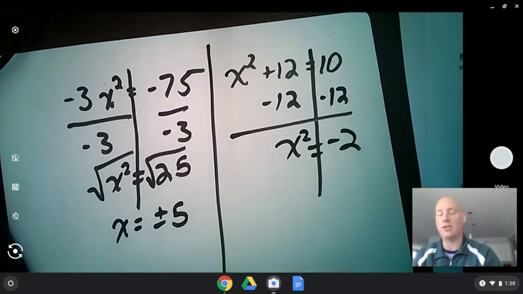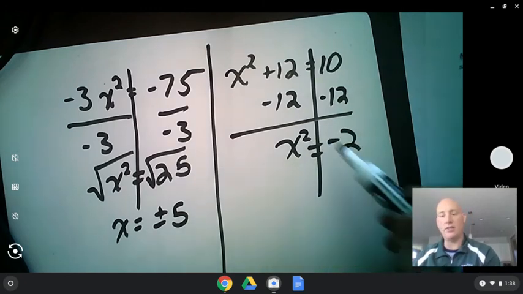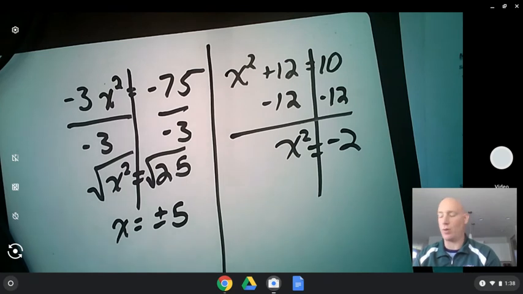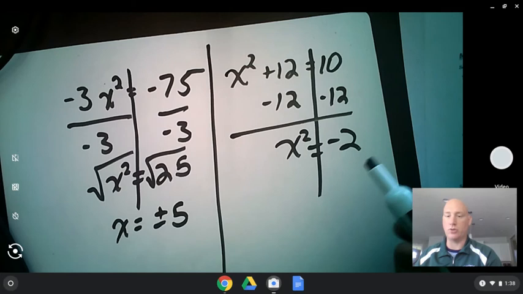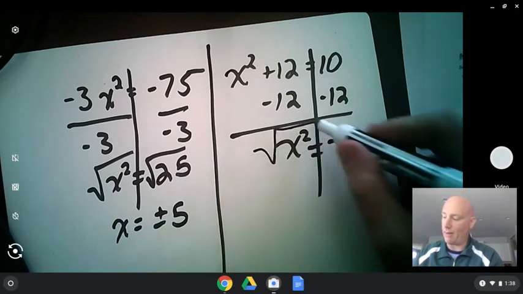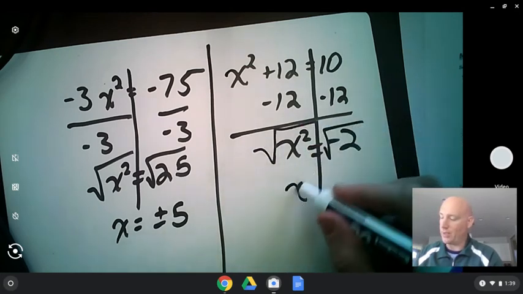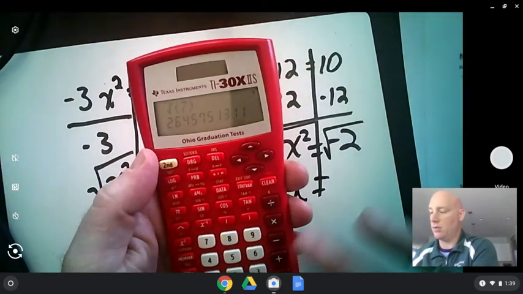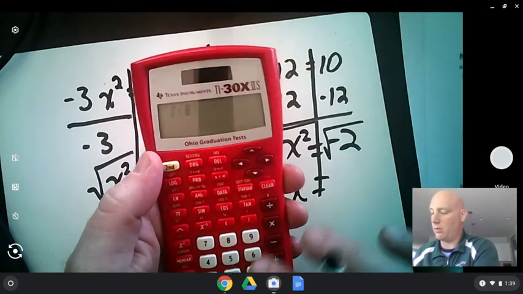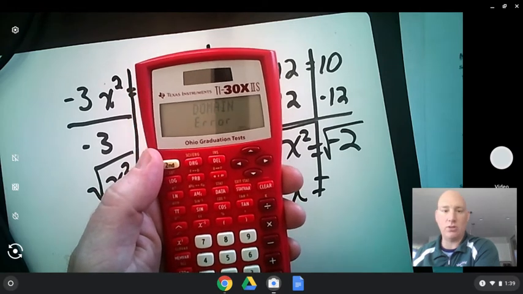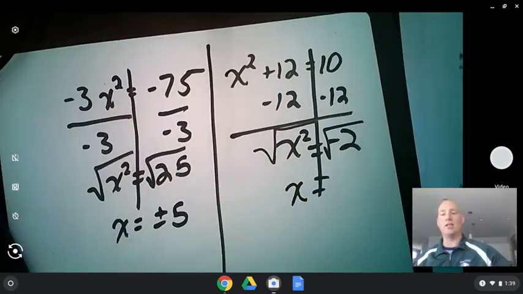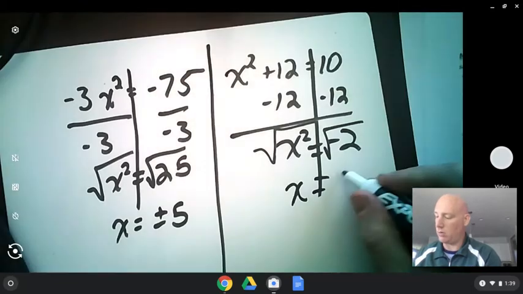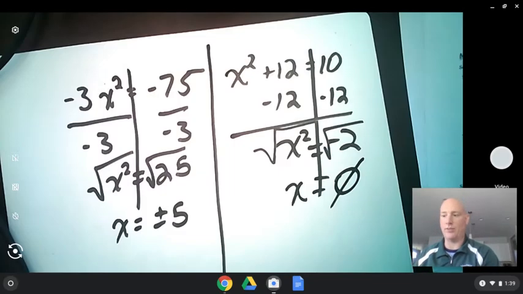Right now, this should tell you you have a problem. Nothing squared can be a negative because everything squared is positive. You can look at this right now and tell me you have no solution, or you can go through the steps and square root both sides, and then say x equals, then actually take your calculator if you need to, and take the square root of negative 2, and you'll see it tells you you have an error. So when you start seeing an error, that's going to tell you, no solution or empty set.